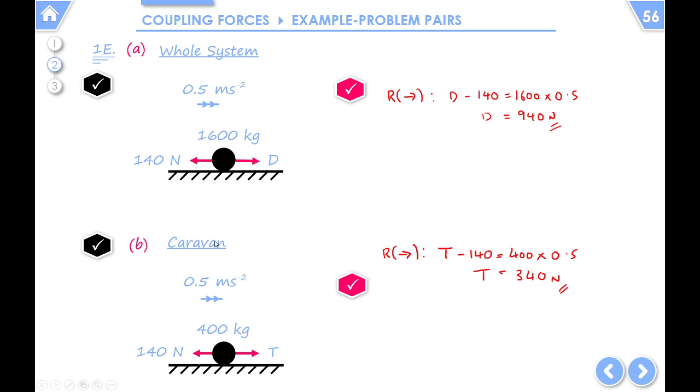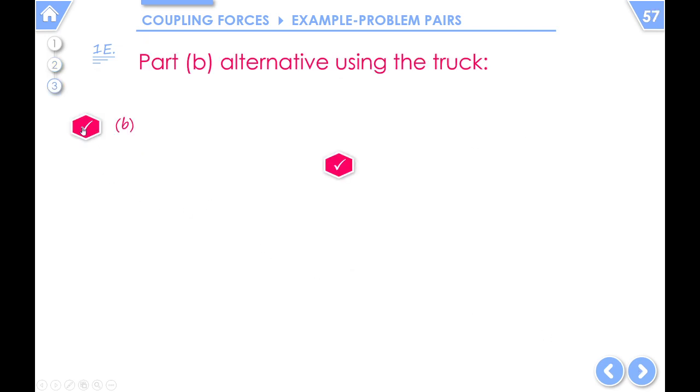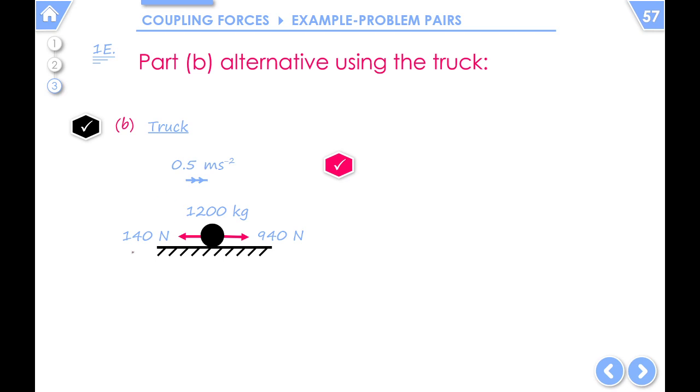Okay, just as a point though, here where we used the caravan for part B, we could have actually used the truck, because remember we know this 940 newtons now. Once we've figured out the driving force in here, we could have a diagram for the truck where we put the driving force on going forwards. Oh, this diagram is wrong. I'm very sorry about this. That 140 should not be there because that's acting on the caravan. What we should have is a driving force going forwards and a tension force pulling backwards on it.